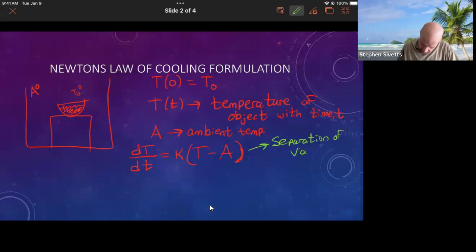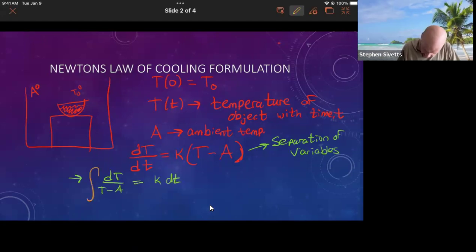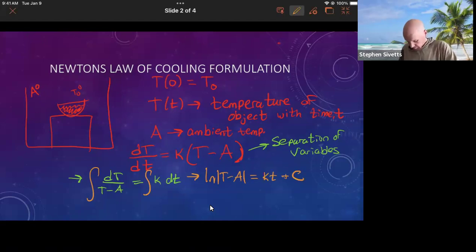Separation of variables. On the left-hand side, we'll have dT over T minus A, and this equals k times dt. Then if we integrate both sides, take the antiderivative, we'll have the natural log of T minus A, and this would equal k times t plus a constant.